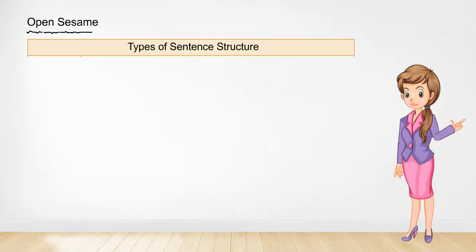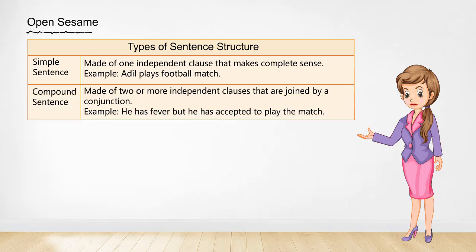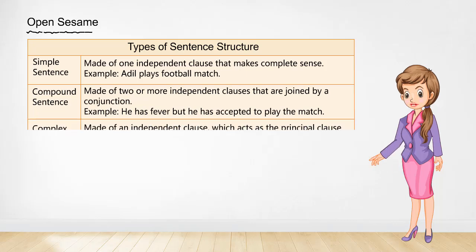Types of sentence structure. Simple sentence: made of one independent clause that makes complete sense. Example: Adil plays football match. Compound sentence: made of two or more independent clauses that are joined by a conjunction. Example: he has fever but he has accepted to play the match.